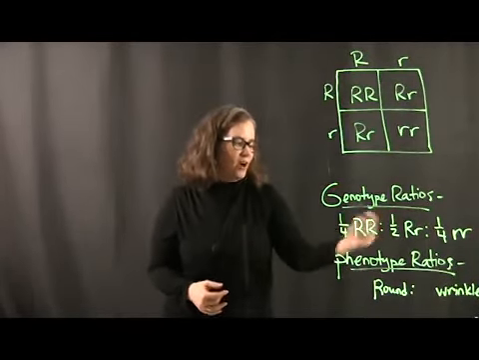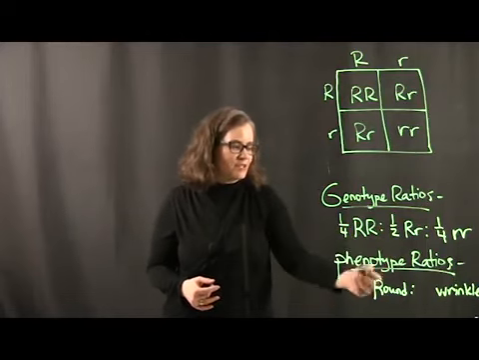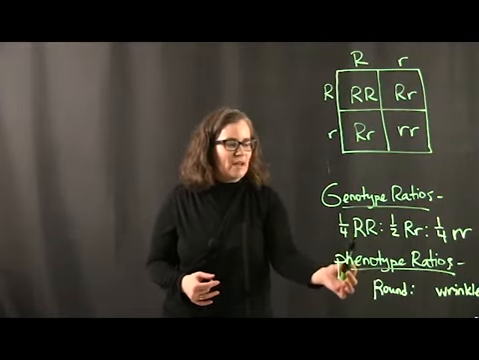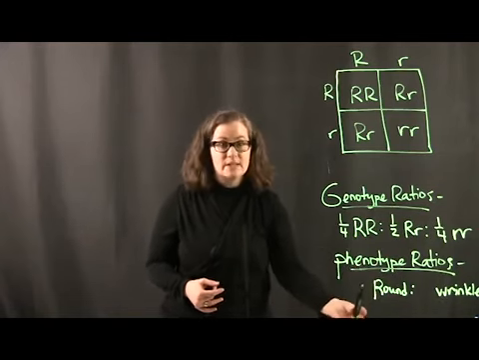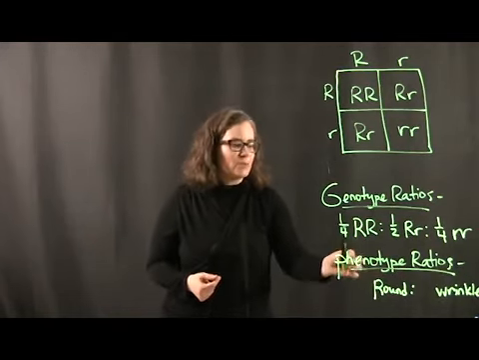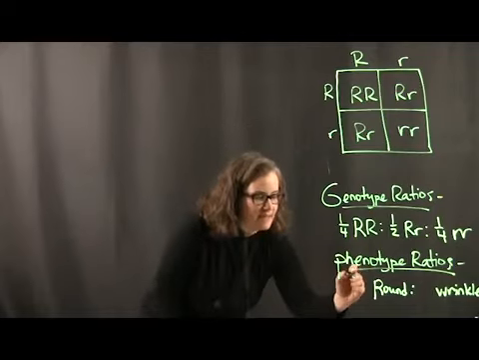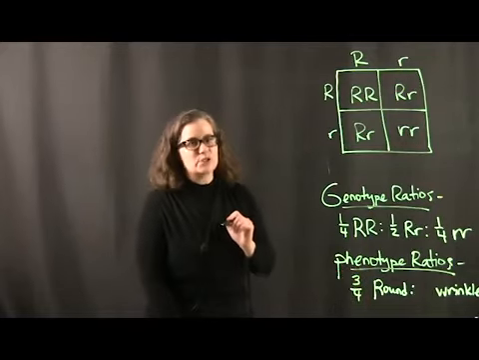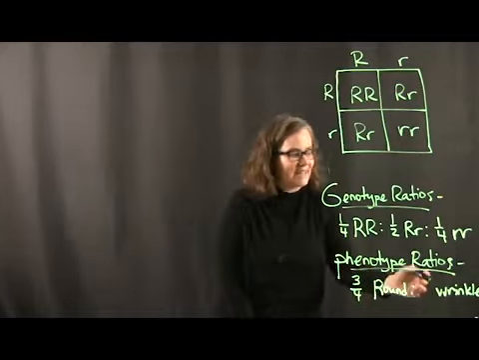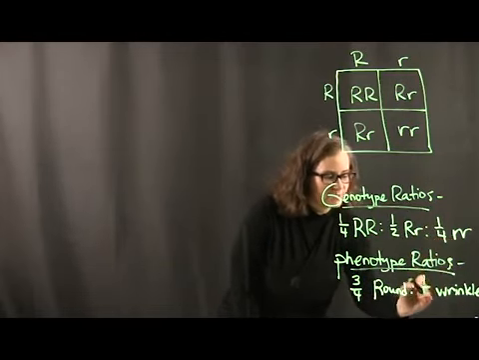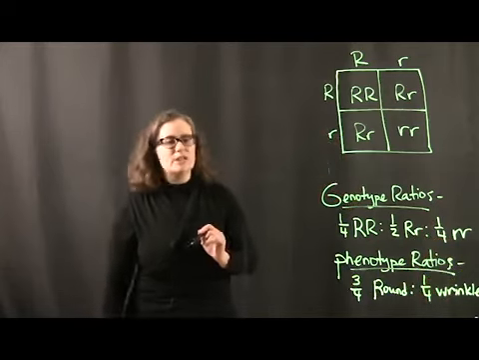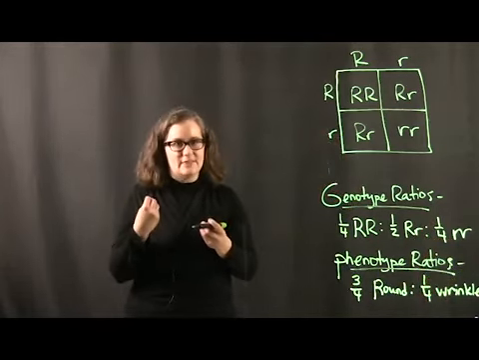So if we look up here at our offspring, how many of these present roundness? Anyone with at least 1 capital R will be showing the round phenotype. And so we have 3/4 of these. So 3 out of 4 will show round, or 75%. And then how many show wrinkled? This will be this 1/4, this recessive. In order to show the recessive, you need to have 2 recessives that you have inherited.